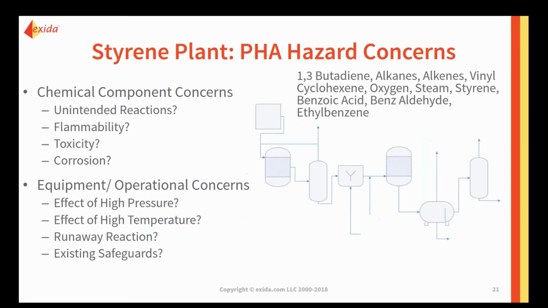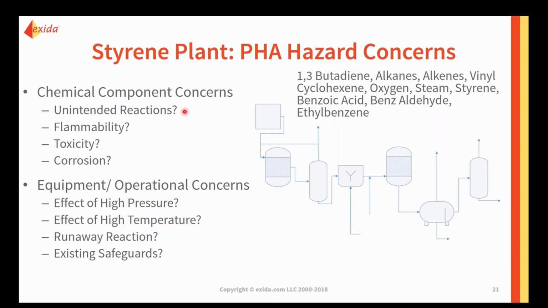When we look at this process, we can see that there are a number of PHA concerns that were identified. And the first set of concerns that we need to think about are what chemical component concerns there are. So this plant includes 1,3-butadiene, a number of alkanes and alkenes. We also have vinyl cyclohexene, which is our intermediate. We've got high purity oxygen, steam, and then we have styrene as well as a number of side products that are formed in the second reaction.